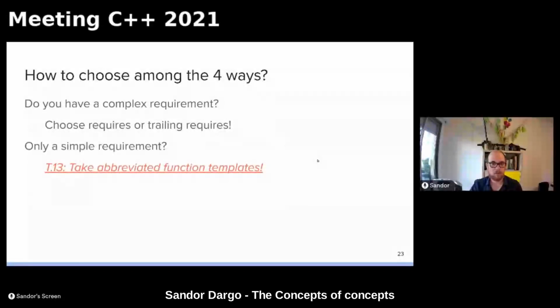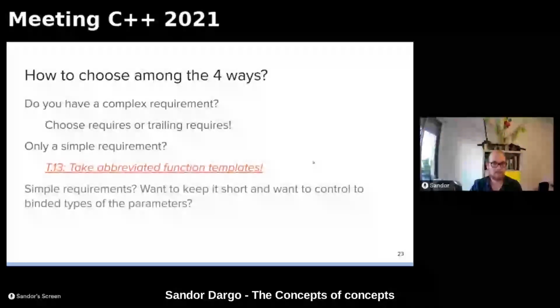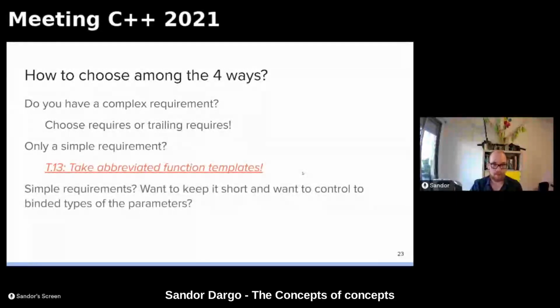That's what the core guidelines also suggest to us. If you have a simple requirement, you want to keep it short, and you want to control that the bound types of the parameters are the same. So, for example, both numbers should be an integer. Then you can go with the shorthand notation with the constrained template parameter.